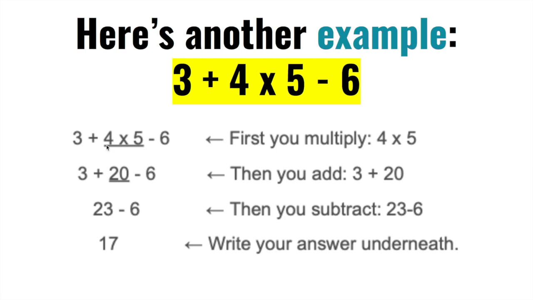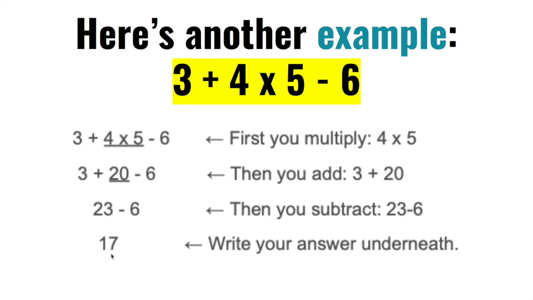We change 4 times 5 to 20, and then we bring down our minus 6 because we have not used that yet. Then we'll add 3 plus 20 is 23. Bring down your minus 6 because we haven't used that yet. And the only thing left to do is 23 minus 6, which gives you a final answer of 17. Write your answer on the next line.